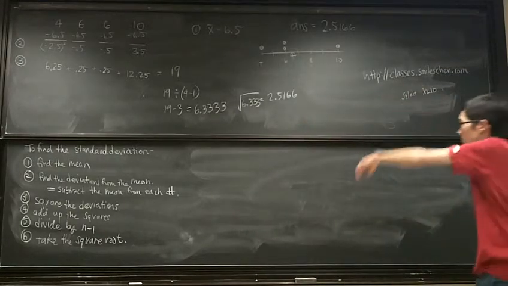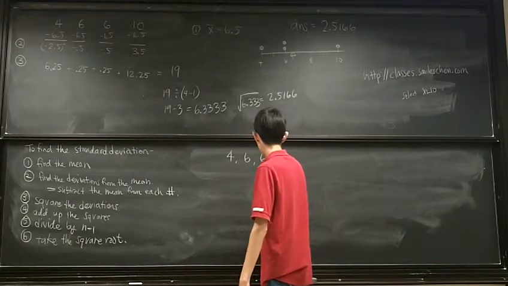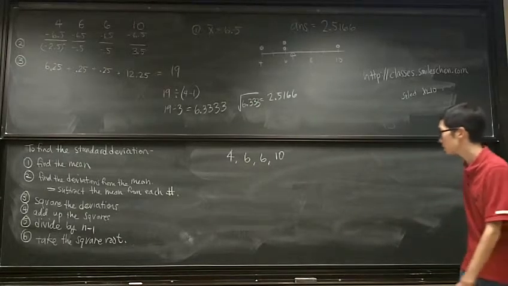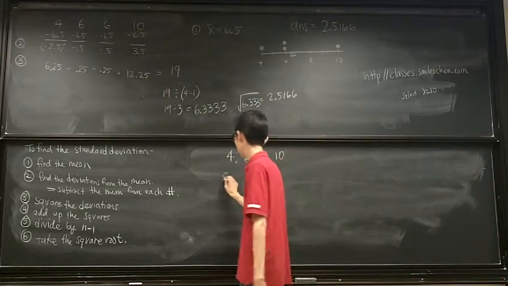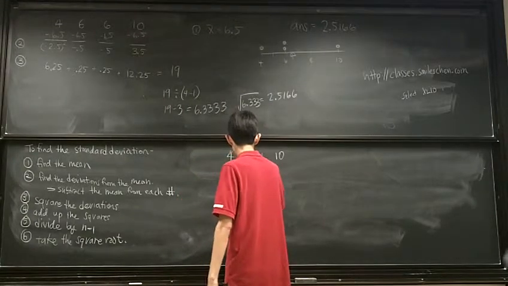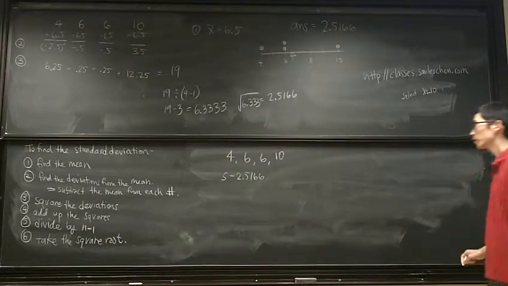Okay, so these were the ages of four children, and we found the standard deviation, and the standard deviation was 2.5166. Yeah? Okay.